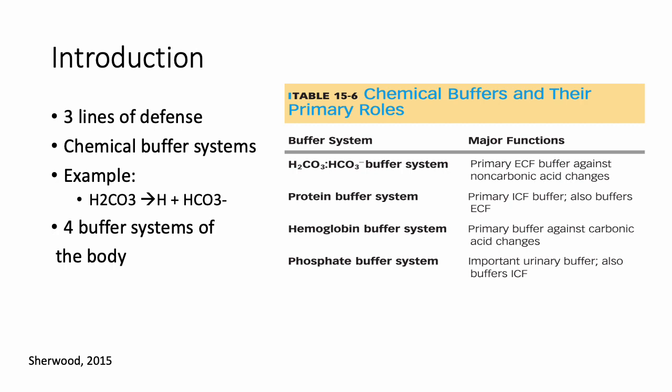Now, what exactly is a chemical buffer system? Well, it is a mixture of two chemical compounds in a solution with minimized pH changes when an acid or a base is added or removed from the solution.